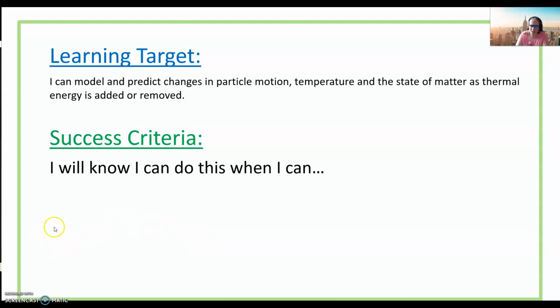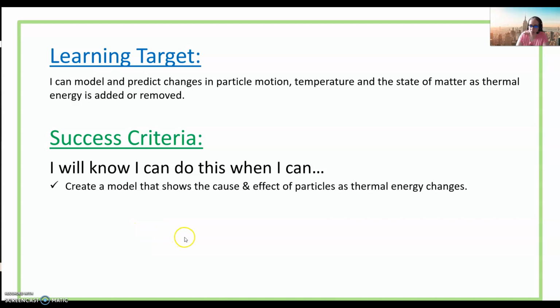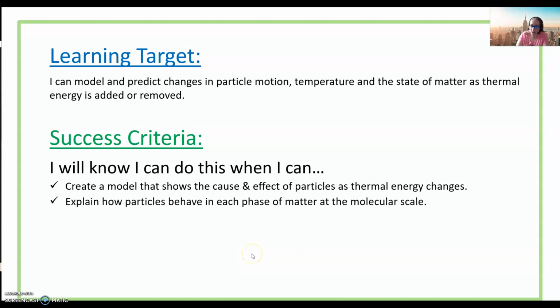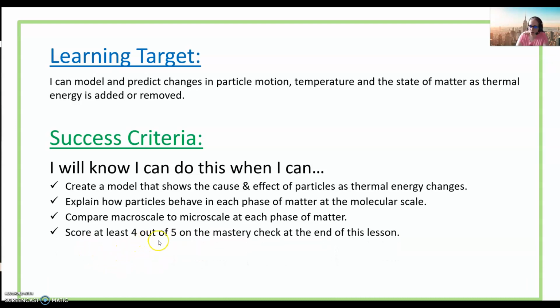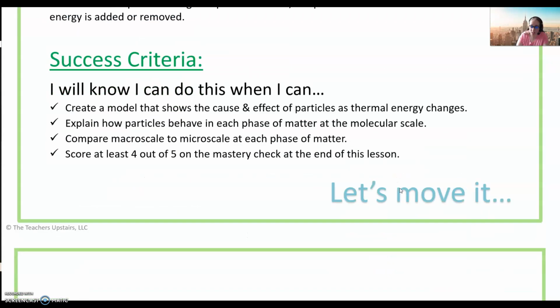Your success criteria is, and you will know that you can do this when you can create a model that shows the cause and effect of the particles as thermal energy changes, explain how particles behave in each phase of matter at the molecular scale. Okay, compare macro scale to the micro scale at each phase of matter. And then you're going to want to score at least 4 out of 5 on the mastery check at the end of the lesson. So, again, we're going to create a model and it's going to show us how the thermal energy changes with the particles.